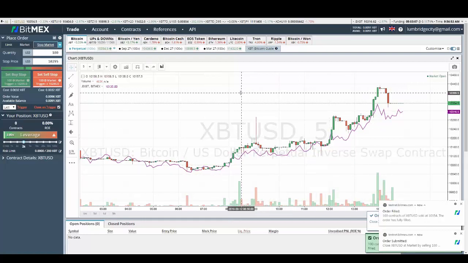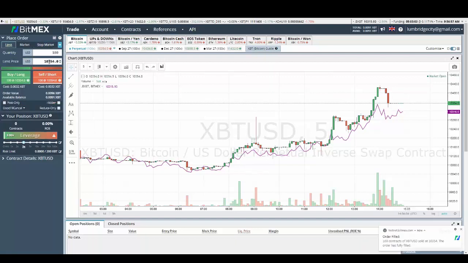The next way to enter the market is with a limit order. The limit order has two advantages. First of all, it stops you from FOMOing into the market. Second, it saves you a ton in fees. In fact, you actually get paid fees.